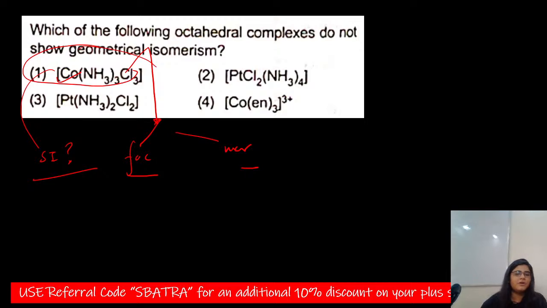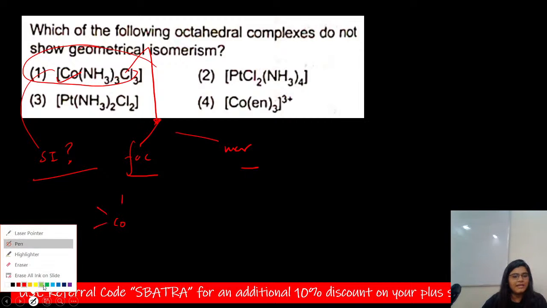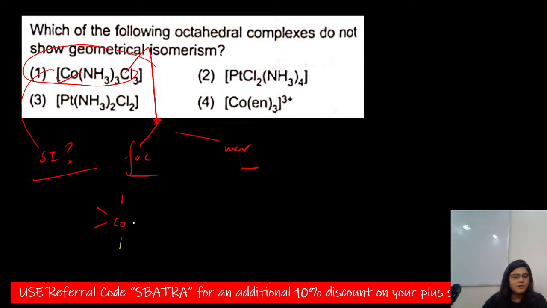If I talk about FAC, this is cobalt with NH3, NH3, NH3. The red ink represents NH3. Then we have three chloride ligands like that. Now, do we have any plane of symmetry in this compound? Yes, we do have one. If I pass a plane from here, this is the mirror image of this one. So this is optically inactive.